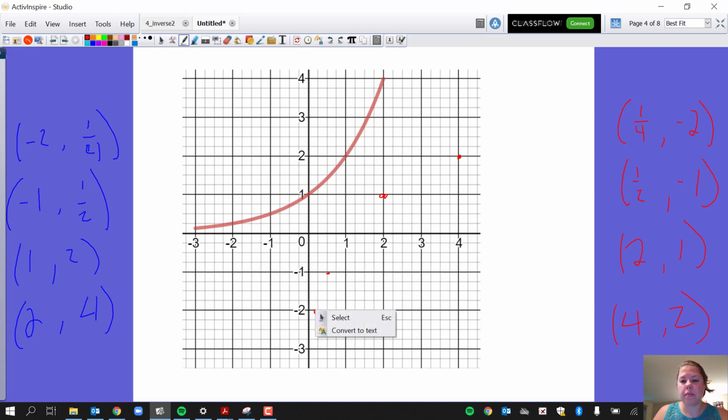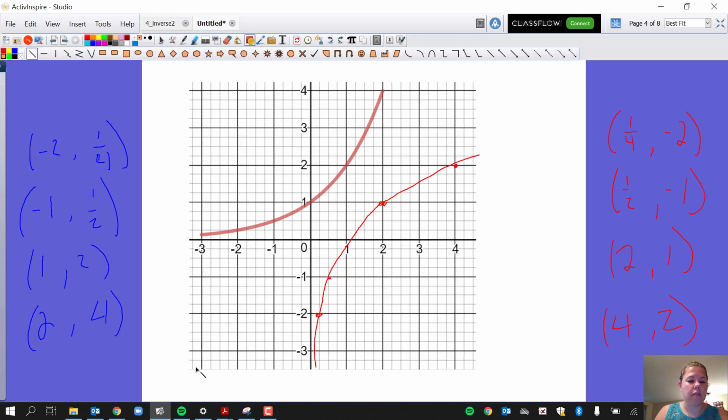So here I'm going to graph this as best I can. And so you should be able to see that this line, and hopefully this matches your own graph, our line of symmetry here, this curve is reflecting over to this side. And so that's kind of graphically what's happening here.